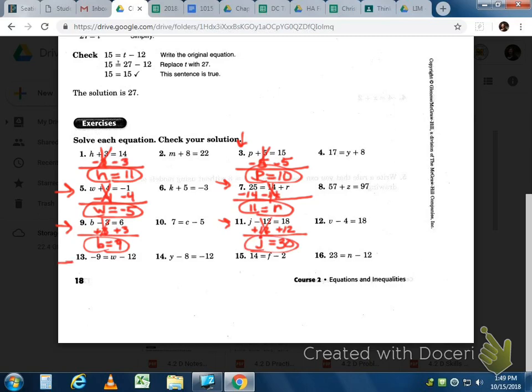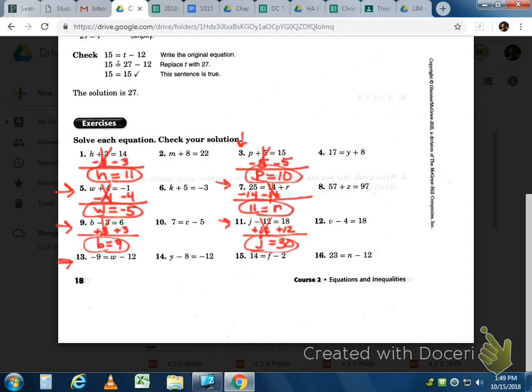Okay, we're almost done. 13. Negative 9 equals W minus 12. Who's doing this? Somebody that hasn't gotten a ticket yet. Come on. There's plenty of people in here. All right, Liam, go ahead if you want to do it.